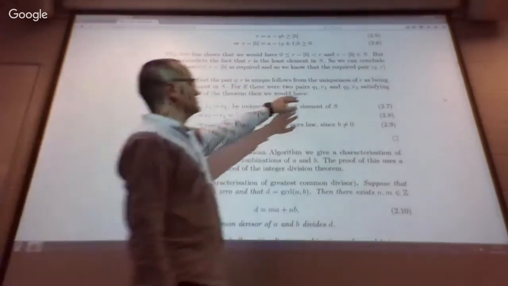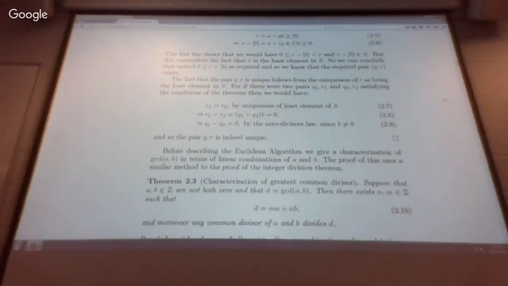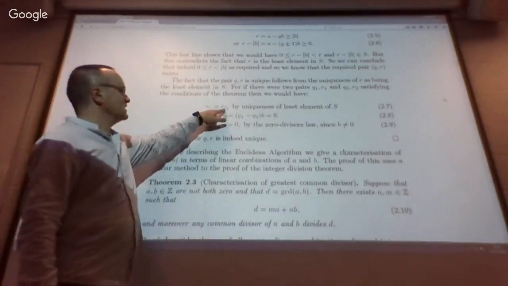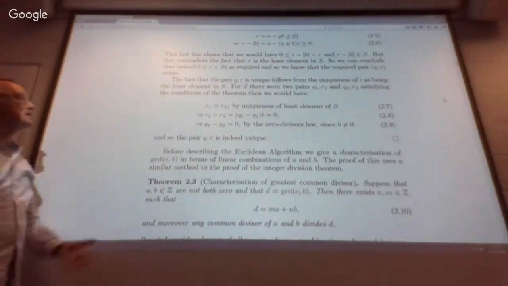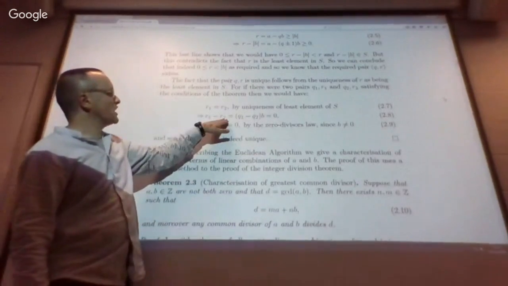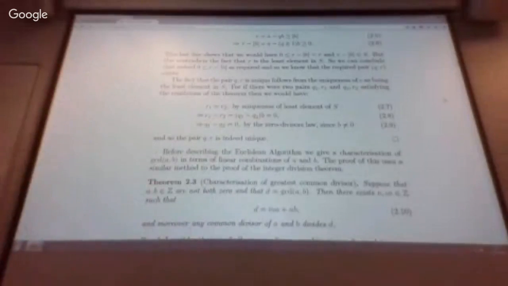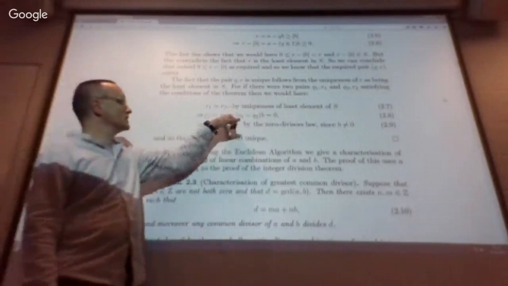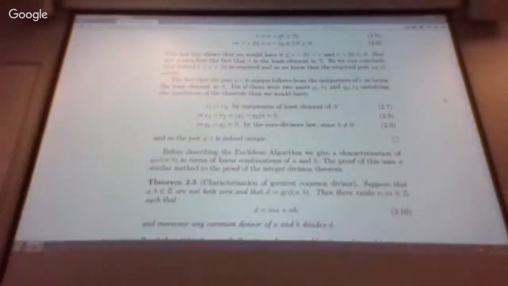So if we suppose there were two pairs, Q1 R1 and Q2 R2, which were satisfying the requirements of integer division with remainder, well, we know that R1 is equal to R2. That's been shown here by the uniqueness of the least element of S. If R1 is equal to R2, then when you subtract them, you get 0. But you can also write the difference like this, because R1 is A minus Q1 B, and R2 is A minus Q2 B. The A's cancel out, and you've got (Q1 minus Q2) times B equal to 0.